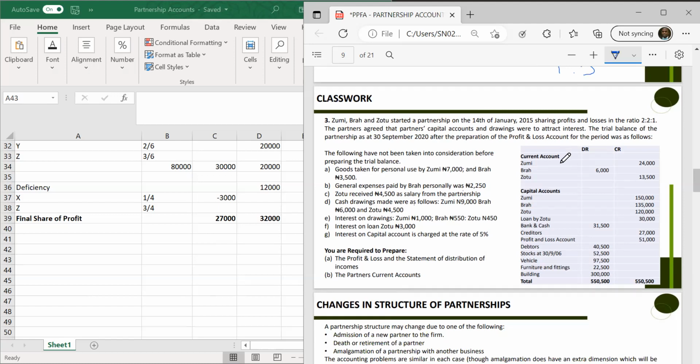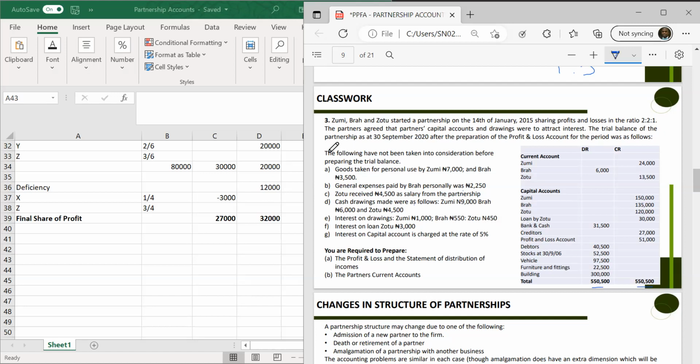Zumi, Bra, and Zotu started a partnership on the 14th of January 2015, sharing profits and losses in the ratio 2:1. The partners agreed that partners' capital accounts and drawings were to attract interest, meaning that the money you have in your capital accounts, you would attract interest, and if you also draw, you also pay interest. The trial balance of the partners as at 30 September 2020, after the preparation of the profit and loss for the period, were as follows. So this is the trial balance. You can see it's balanced, 550 here, and you have 550 here.